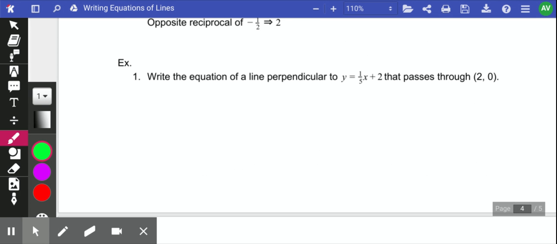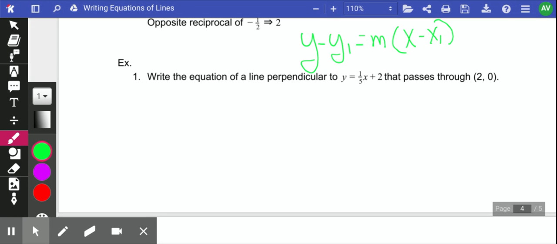All right, let's try this problem. It says, write the equation of the line perpendicular to y equals 1/5 x plus 2 that passes through the point (2, 0). So I'm going to remind you before we start, this is the point-slope form of the equation of a line.